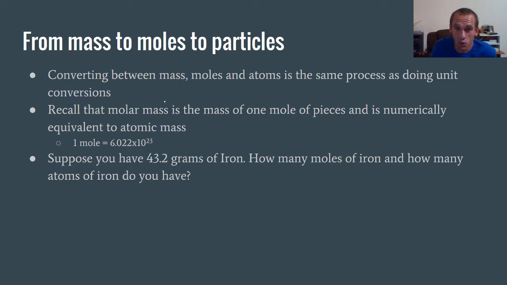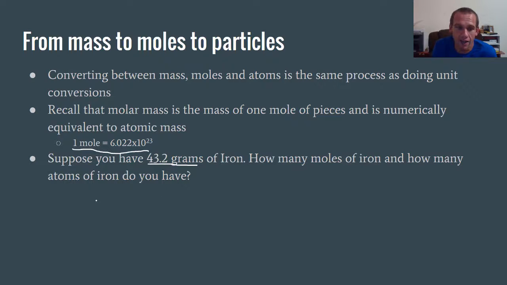So like I said, converting between mass, moles, and atoms is the same process as unit conversions. Here's the unit conversion that we need to go from moles of stuff to particles. Remember, 1 mole is 6.022 times 10 to the 23, just like 1 dozen is 12. And remember that something's atomic mass in AMU is equal to its molar mass in grams. They're numerically equivalent. So suppose I have 43.2 grams of iron.